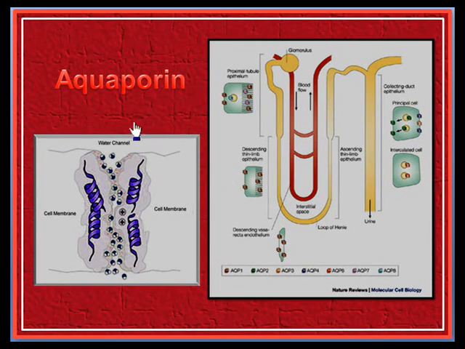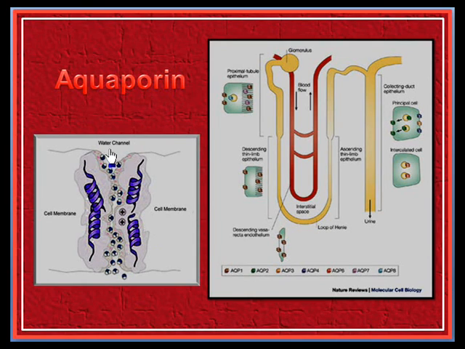We have already seen the animation of the aquaporin channels. Here is the cell membrane, and within the cell membrane we have the protein coils which form the aquaporin channels, and this is the water channel through which water movement is facilitated.